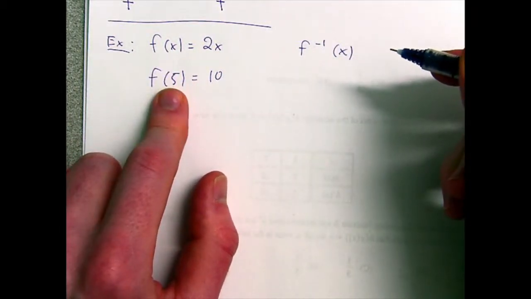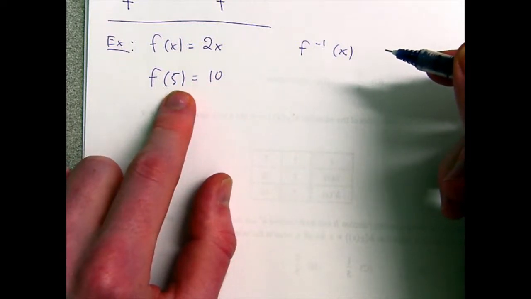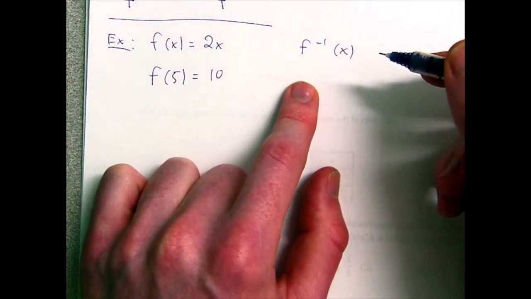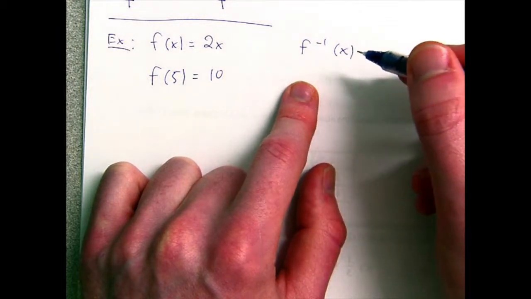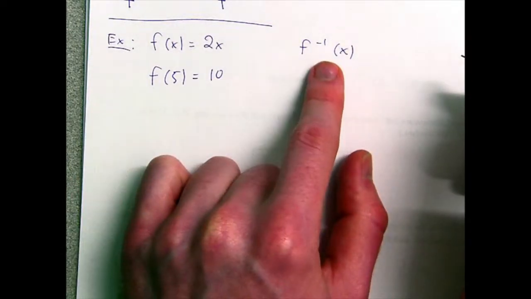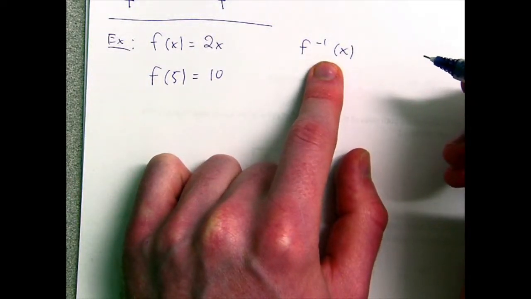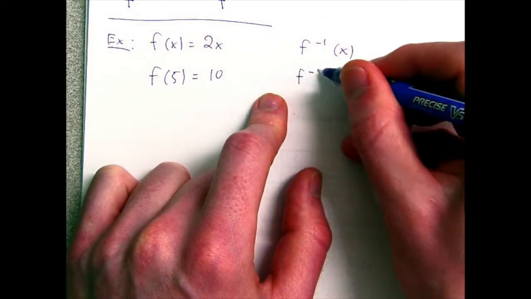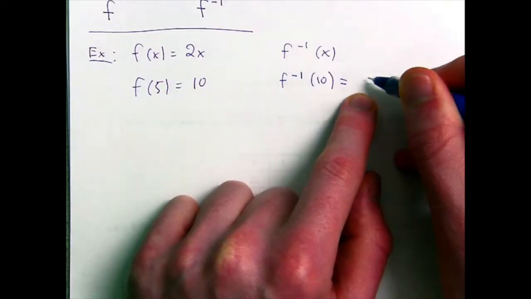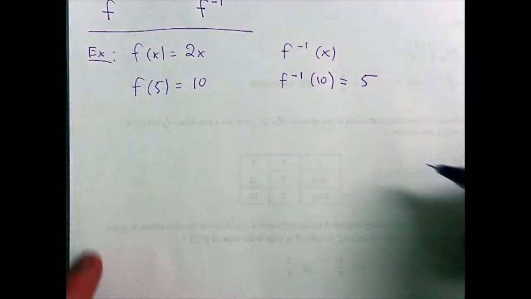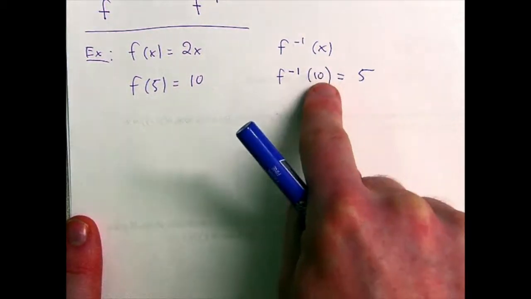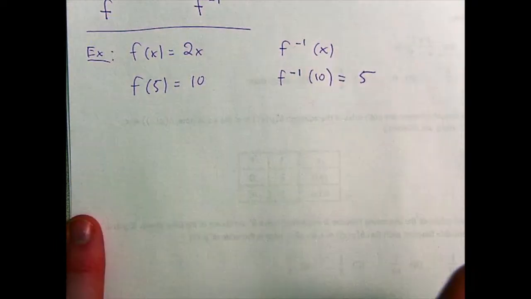Now, look at this notation. This equation here is telling you that f sends 5 to 10. Well, the inverse function must undo that process. It must undo the effects of the original function. So if I take 10 and plug it into the inverse function, I would get what? Well, I would get sent back to 5, right? So the big picture is, if the original function sends 5 to 10, then the inverse function will send 10 back to 5. Inputs and outputs get switched, okay?